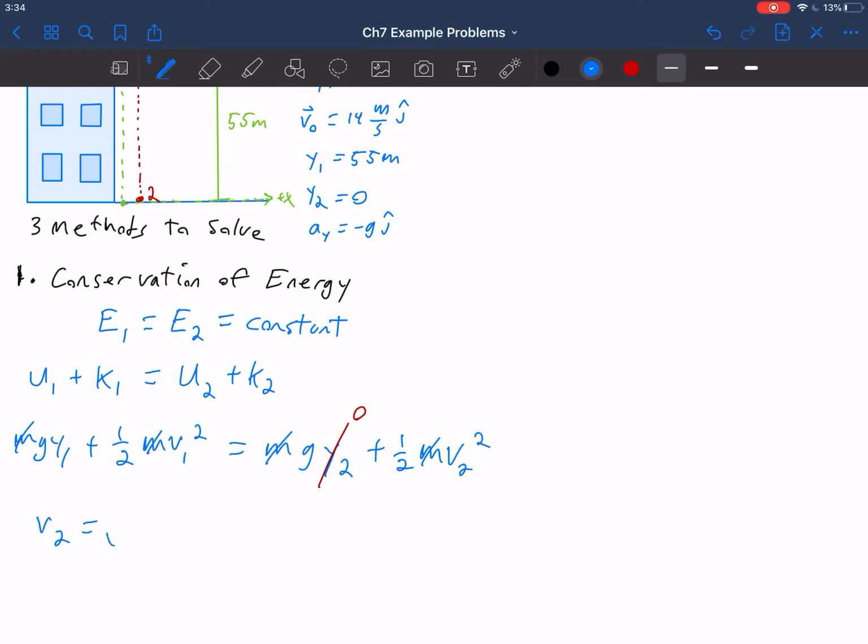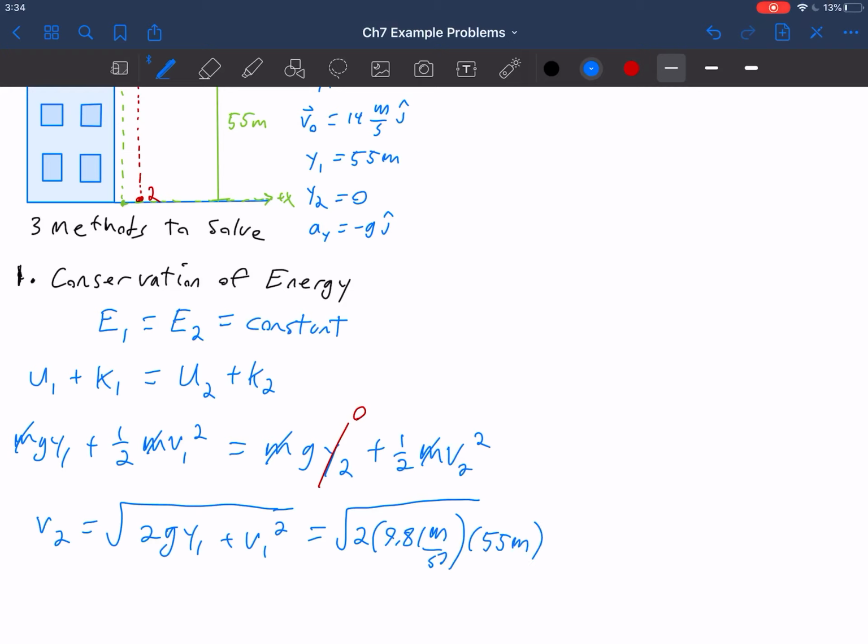v2 is equal to the square root of 2gy1 plus v1 squared. Okay, that's just simplifying that equation that we just wrote down for v2, and I know everything in this formula now. I can go ahead and plug in. This is equal to the square root of 2 times g, which is 9.81 meters per second squared, times y1, which we know is 55 meters. We already wrote that down. And then plus v1 squared, which is 14 meters per second, squared.